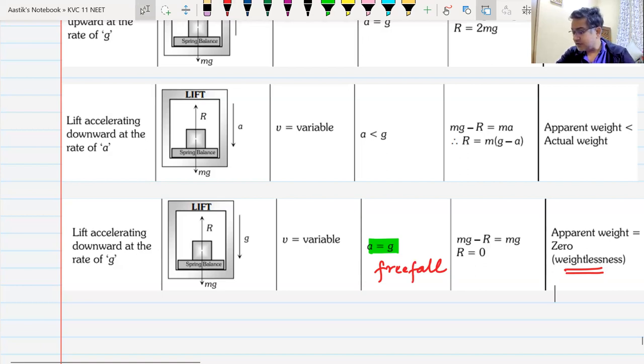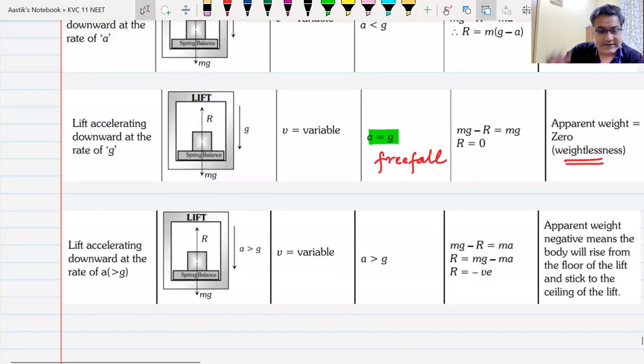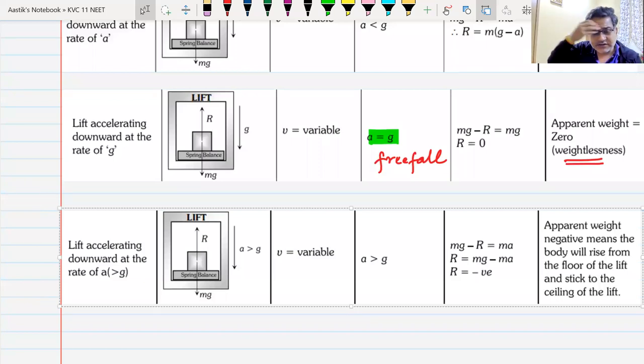The last case, which may not come anyways, but they may just ask you what will happen in this case. If it falls with an acceleration which is greater than g, which is very difficult, then what will happen? Your reaction will become negative, so it will fly off in air basically. It will stick to the ceiling of the lift. So if the acceleration is more than the value of g, then you will fly off.